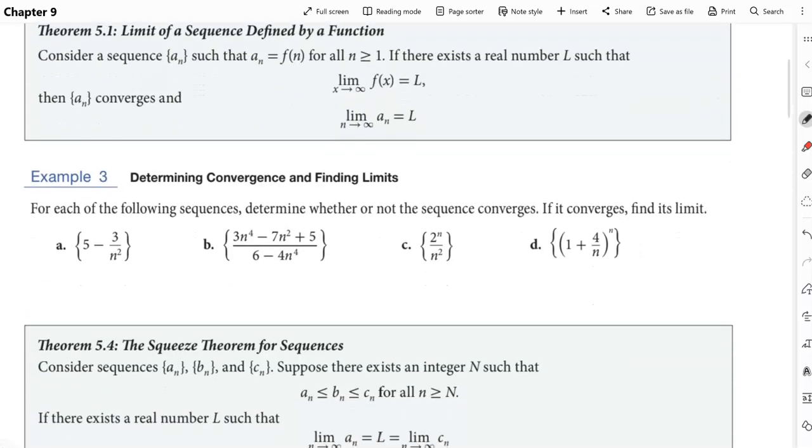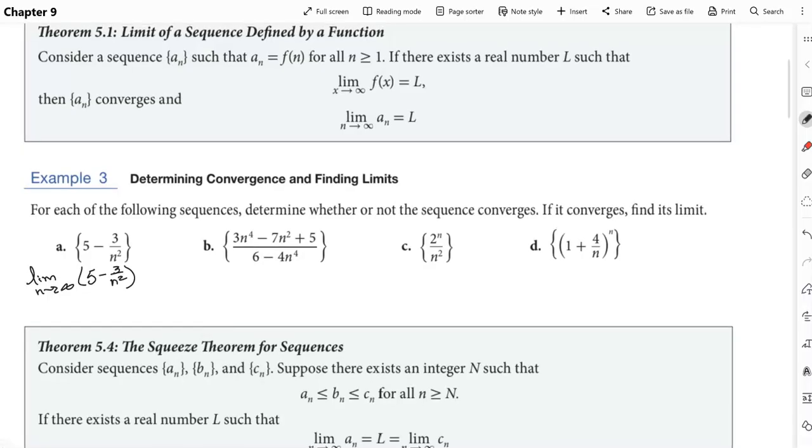So let's look at a few and determine whether or not we have a divergent or a convergent sequence. If we look at part A, we have the sequence 5 minus 3 over n squared. We want to take the limit as n goes to infinity of that sequence, 5 minus 3 over n squared. As n gets larger and larger, that fraction is getting smaller and smaller. So this is approaching 5. So we say this is convergent and that limit is 5.